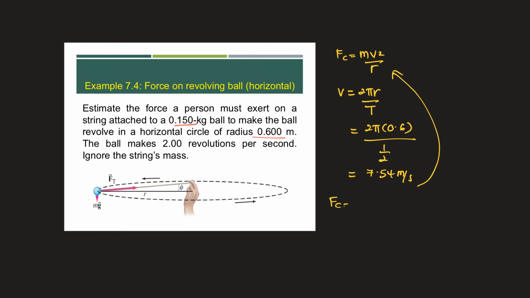So you are going to get the centripetal force. Make sure that you double check the units, make sure the units are all in SI units, because it's much safer to use SI units instead of other units. So 0.15 times 7.54 square divided by radius 0.6. You are going to get your answer, 14.2 Newton. So this is the force needed to make sure that the ball can actually move in a circle.